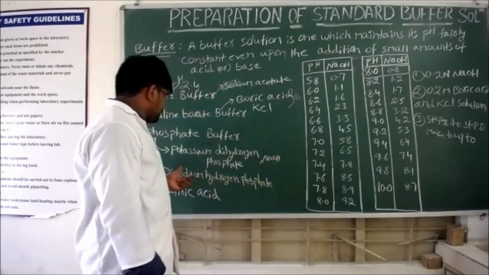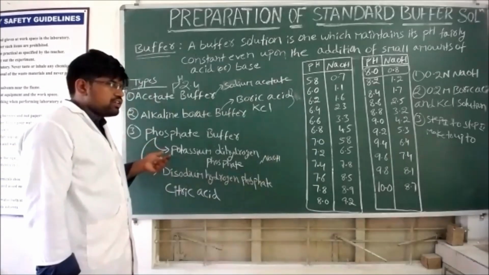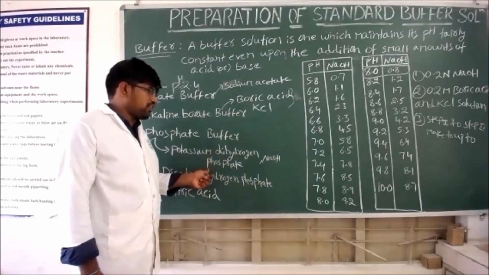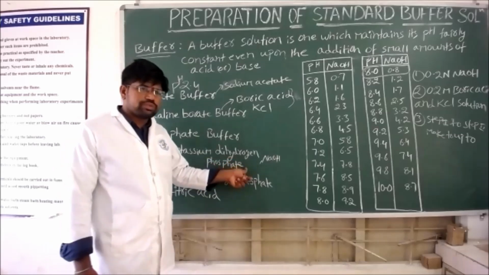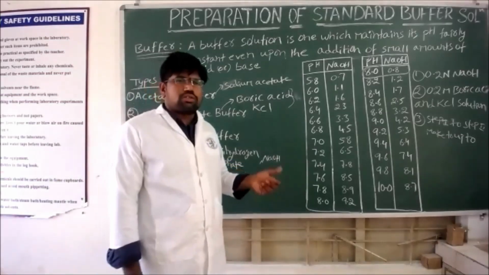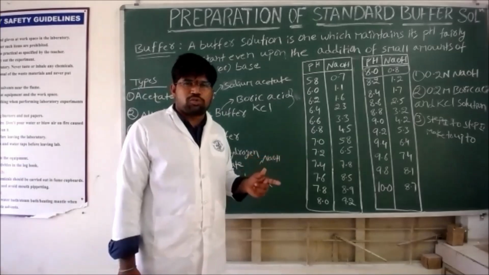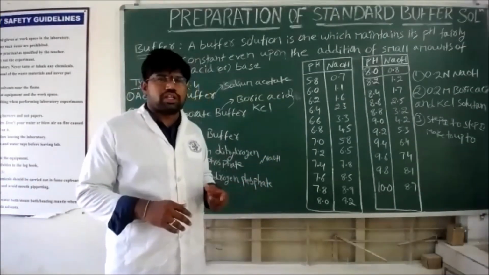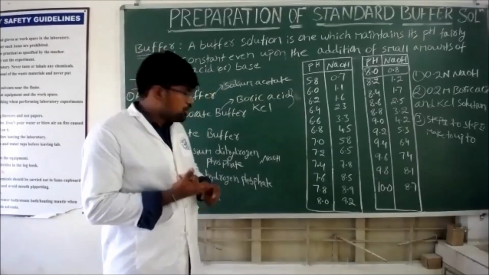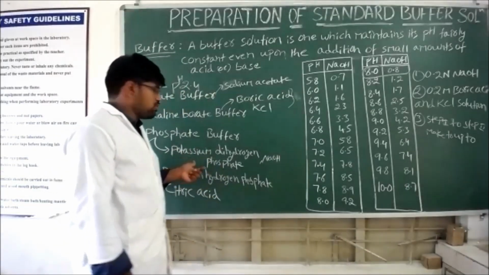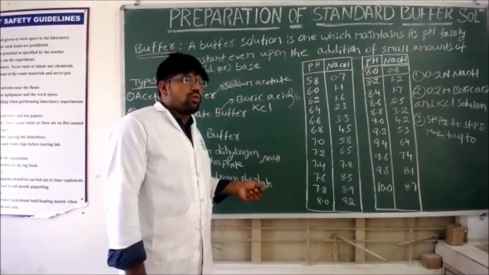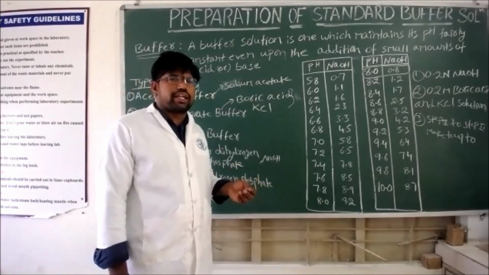Next, another example I will take, that is the phosphate buffer. If you want to prepare the phosphate buffer solution with potassium dihydrogen phosphate and sodium hydroxide, it is all the same thing. First we have to prepare the 0.2 normal sodium hydroxide solution. The next thing is that we have to prepare the 0.2 molar potassium dihydrogen phosphate solution. How do we prepare it? Very accurately.